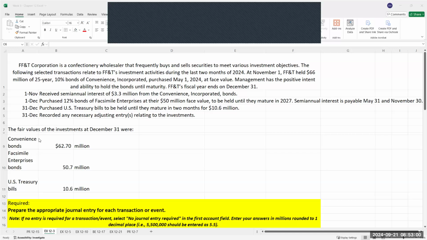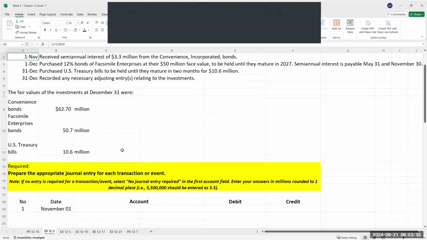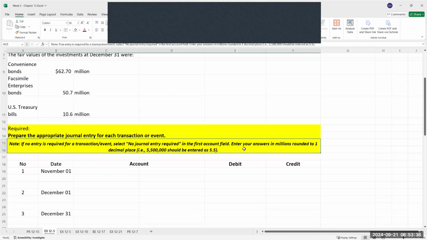So it's asking us to record these journal entries. On November 1st, it says we received semi-annual interest of 3.3 million from the Convenience Incorporated bonds. So the first journal entry that we need to report, again, we are considering the fact that we're receiving 3.3 million. So our journal entry will be as follows. All right, we know we're receiving 3.3 million. One key thing to keep in mind, it says enter your answers in millions rounded to the decimal place.